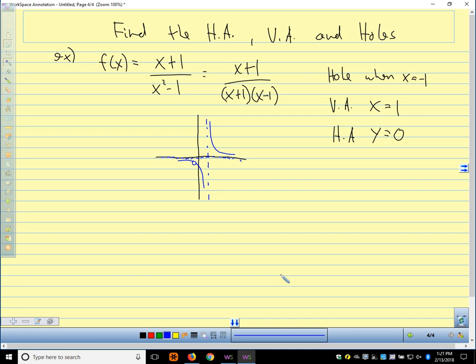And we would find the y coordinate of this hole by canceling out that x plus 1, and then we get f of x equals 1 over x minus 1, and plug in x equals negative 1 to that. Yes? How do you know which side the asymptotes both graphs? We'll talk about graphing these later, but basically what you have to do is plug in some numbers and plot a few points.